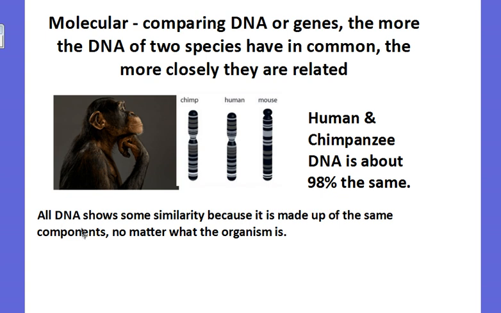Okay? And now people always ask, is it true that we have 50% same DNA as a banana? Well, all DNA shows some similarity because it's made up of the same chemical compounds. It's made up of the same stuff. What makes us different is the way that stuff is arranged. So no matter what the organism is, it's going to have some similarities in the DNA. It's just how that DNA is arranged. What's the order?